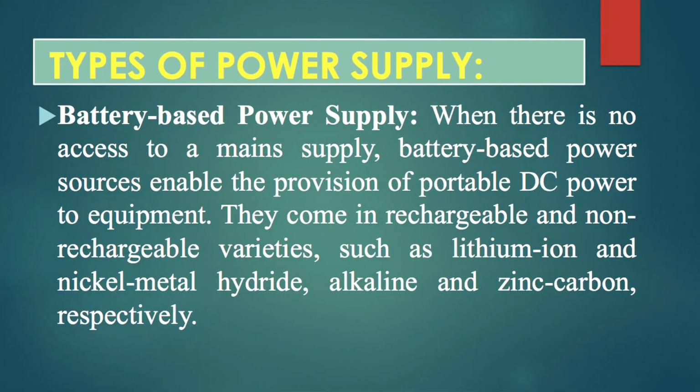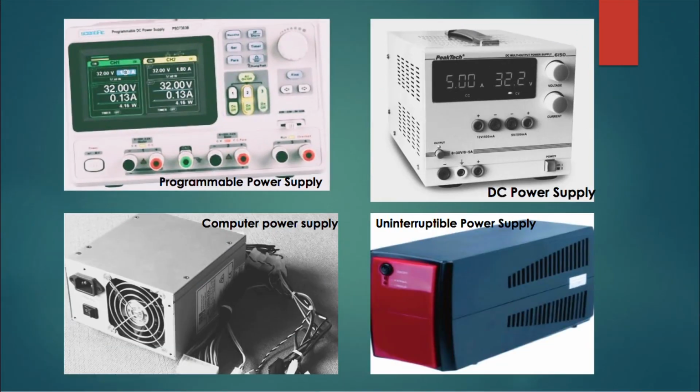Next and last one is battery based power supply. When there is no access to a main supply, battery based power supplies enable the provision of portable DC power to equipment. They come in rechargeable and non-rechargeable varieties such as lithium ion and nickel metal hydride, etc. So here are some diagrams of different power supplies like programmable power supply, DC power supply, computer power supply or UPS.